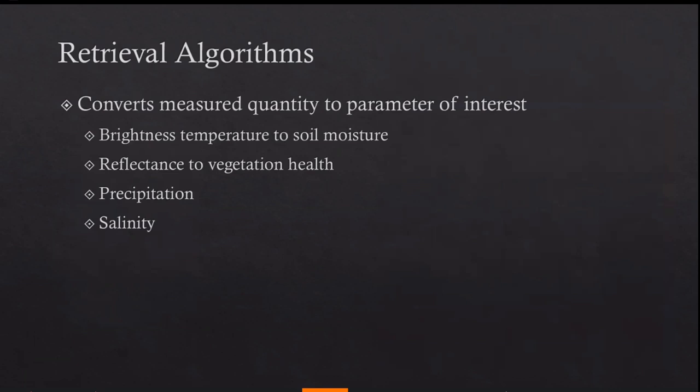The next thing is retrieval algorithms. I think Ivan Osiligat spoke a little bit about it earlier today, if you were able to catch some of it. Basically, the sensors do not directly measure what we want, let's say the water content in the soil or the health of the vegetation or how much precipitation is occurring or what the salinity in the seawater is. The algorithms to convert the reflectance or the brightness, the amount of radiation being sensed, into these parameters of interest, are called retrieval algorithms.